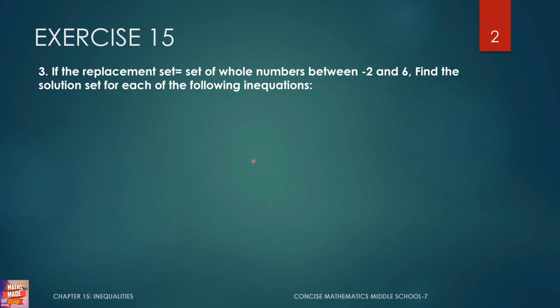Here is a third question. In the replacement set, what is that replacement set? They didn't give the direct set of numbers. They have given us a hint that it is the set of whole numbers between minus 2 and 6. So for the replacement set, we need a set of numbers to replace the value of x. But they have given us a hint that the numbers are between minus 2 and 6 and it is a whole number. First, you need to know what is a whole number.